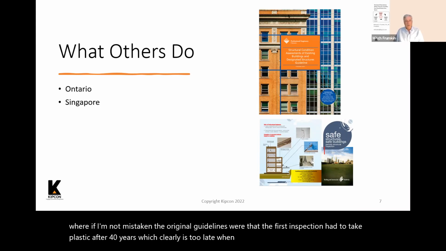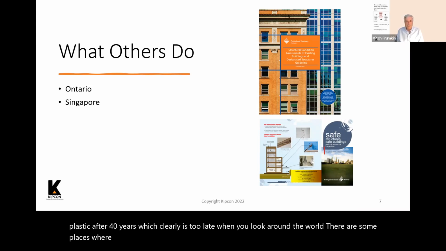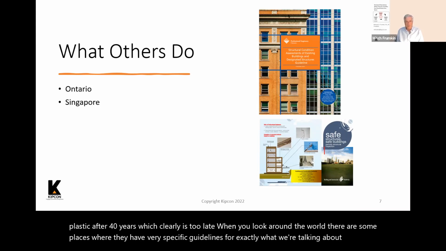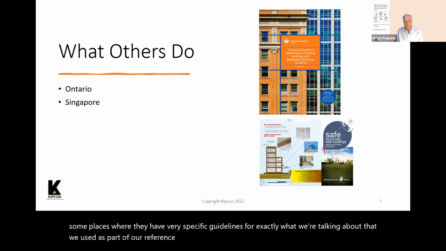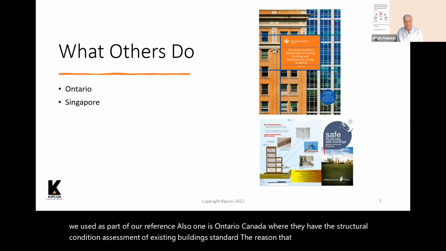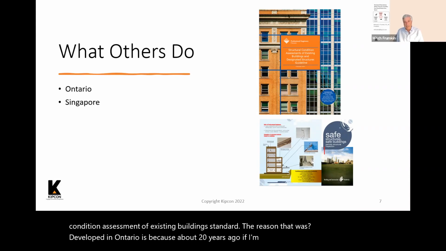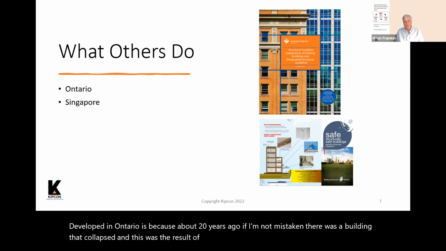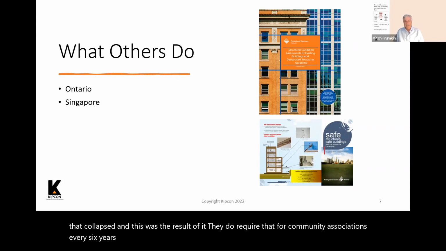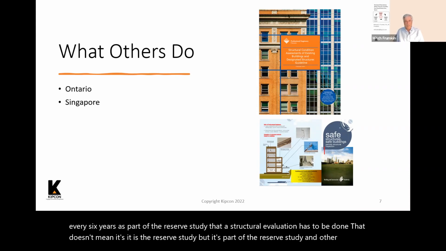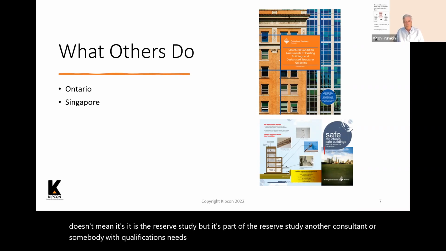When you look around the world, there are some places where they have very specific guidelines for exactly what we're talking about that we used as part of our reference. Also, one is Ontario, Canada, where they have a structural condition assessment of existing buildings standard. The reason that was developed in Ontario was because about 20 years ago, if I'm not mistaken, there was a building that collapsed, and this was a result of it. They do require that for community associations, every 6 years, as part of a reserve study, that a structural evaluation has to be done. That doesn't mean it is the reserve study, but as part of a reserve study, another consultant or somebody with the qualifications needs to do it. The other one you see below is in Singapore.